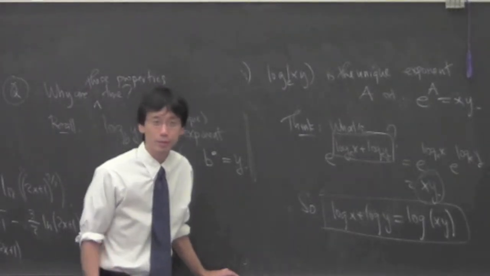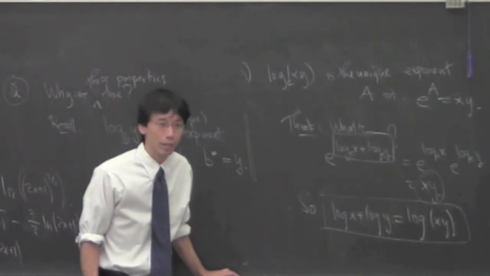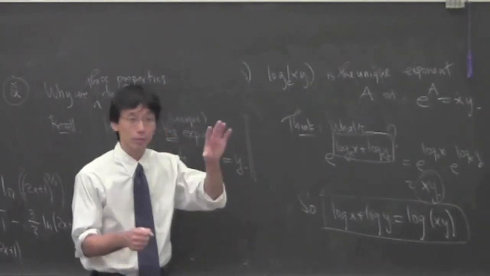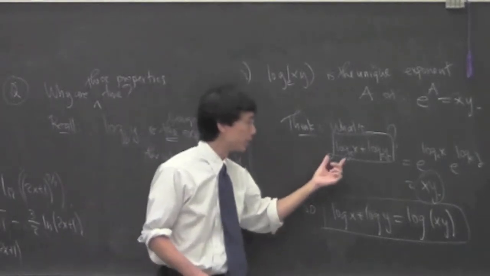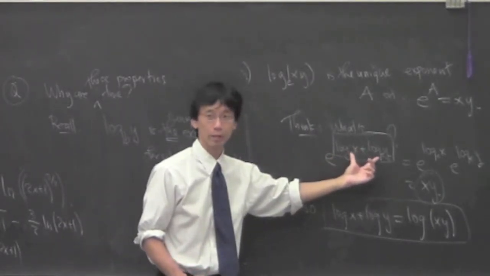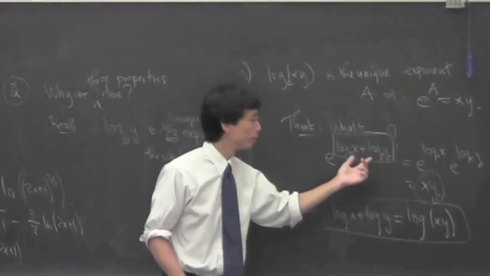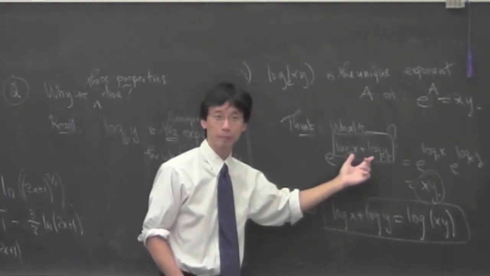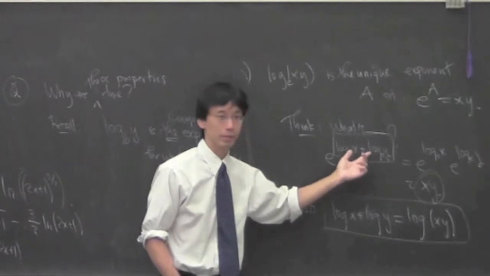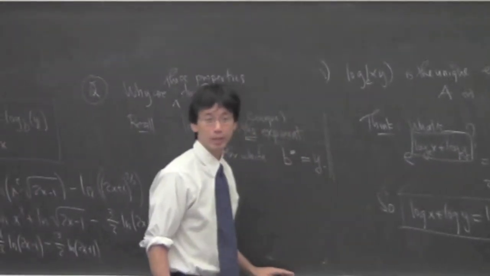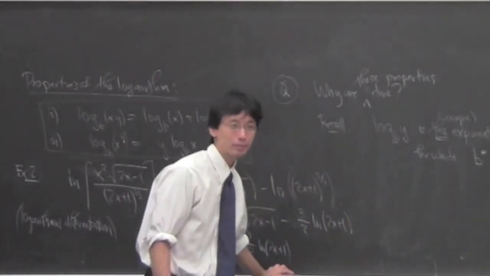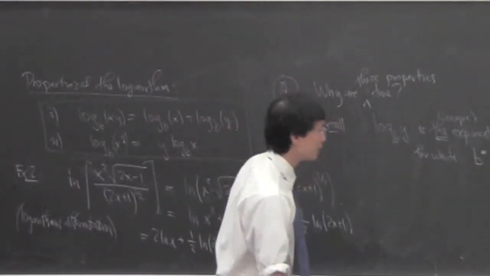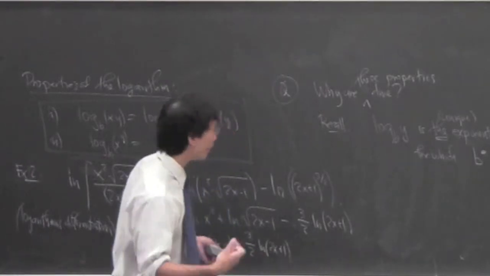Does that make sense? Does this argument make sense? Who is log xy? Log xy is the guy that you take e to get xy. And then we think, what happens if we raise e to log x plus log y? We end up with xy. Oh, well then this guy must be log xy. Because there's only one person who does that. Make sense? Okay. This is a simple mathematical argument.